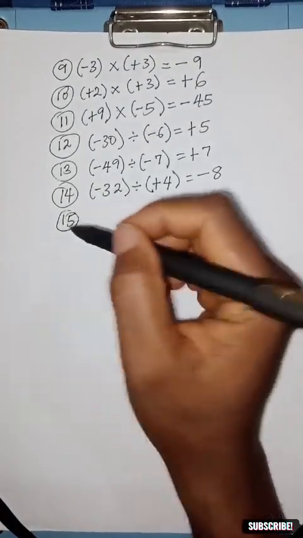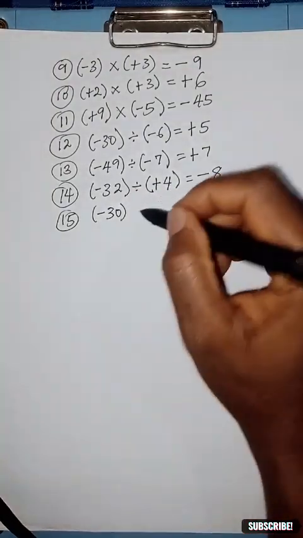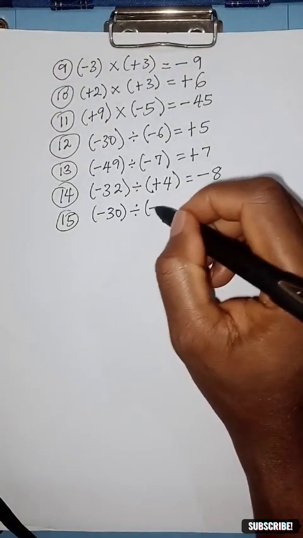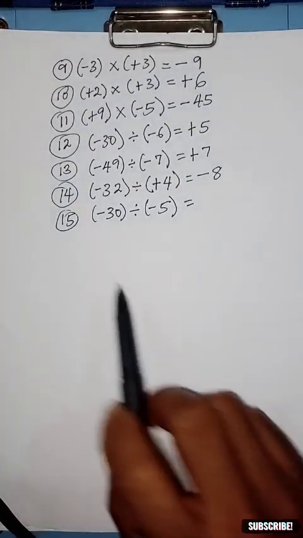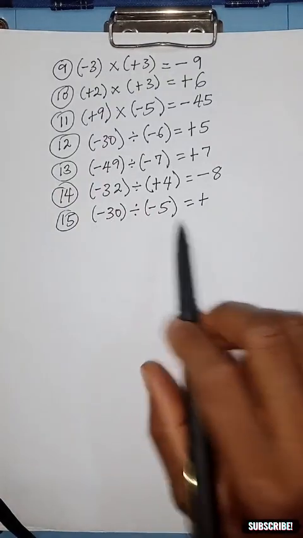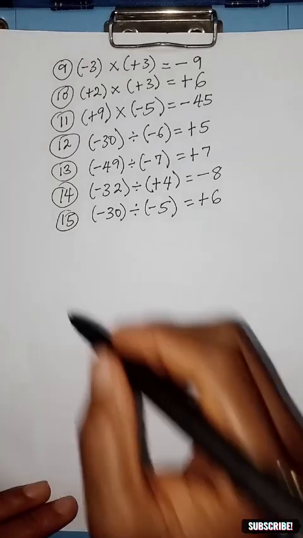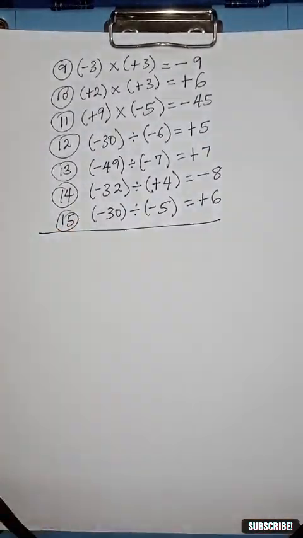And number 15, I have minus 30 divide minus 5. Minus divide minus is plus, 30 divide 5 is 6. So what we're trying to do here is to know the basics when it comes to operations involving minus, plus, how to multiply and divide them. Now let's see if you can find answers to these questions.